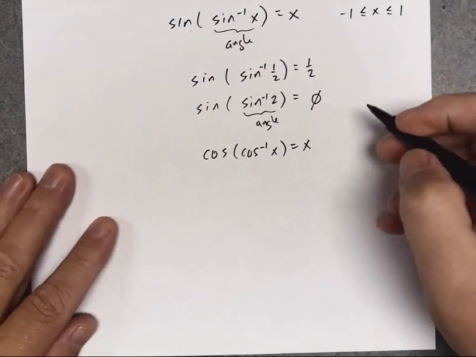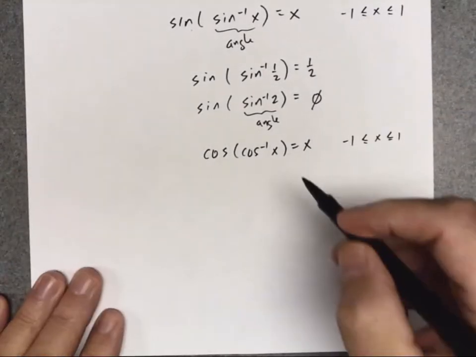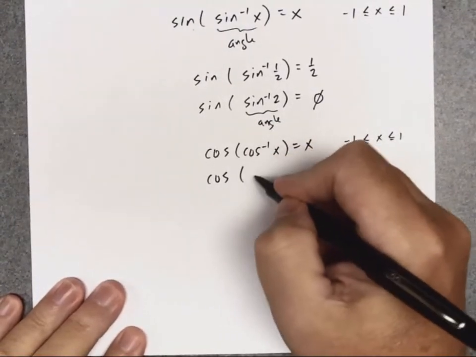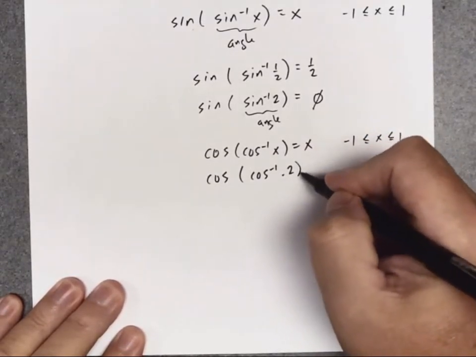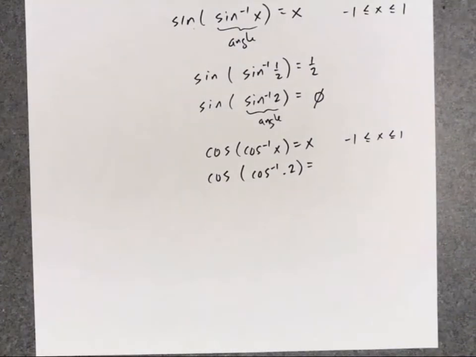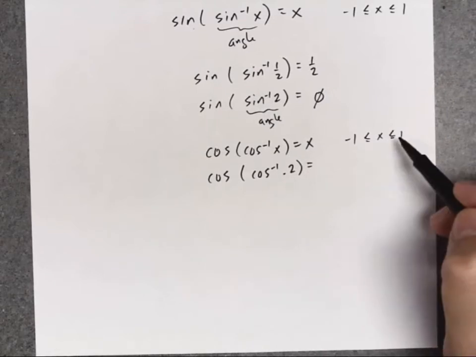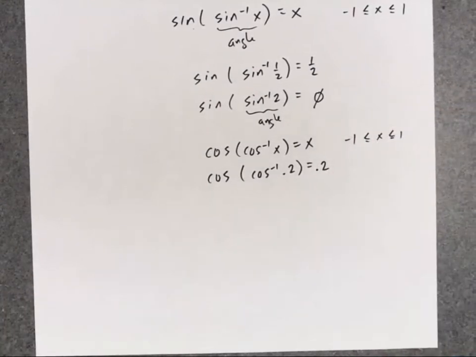When can I use the cancellation rule? If my starting number here is between -1 and 1. So if I say what's the cosine of the inverse cosine of 0.2, you say, well, I hope I can use the cancellation rule. Let's see if my number's okay. My number's 0.2. The cancellation rule says it has to be between -1 and 1, which it is. So I can right away say 0.2.